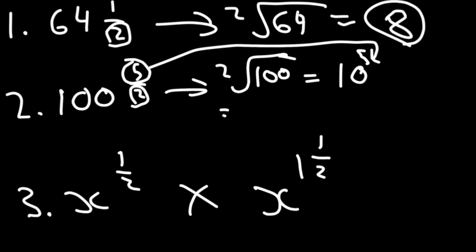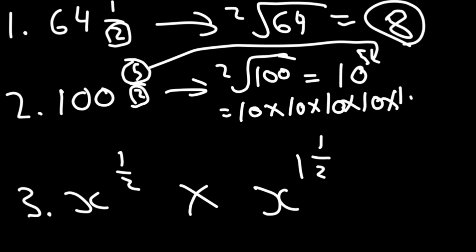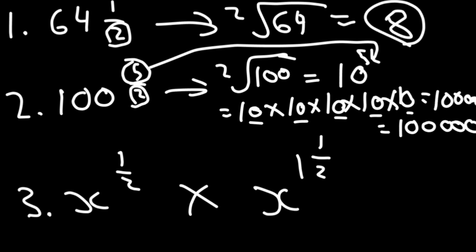10 to the power of 5 is essentially 10 times 10 times 10 times 10 times 10. We'll count how many zeros. 1, 2, 3, 4, 5. So it's just going to give me 1, and then 1, 2, 3, 4, 5 zeros. That is 100,000. And 100,000 is my final answer.